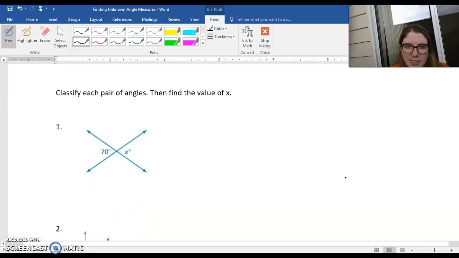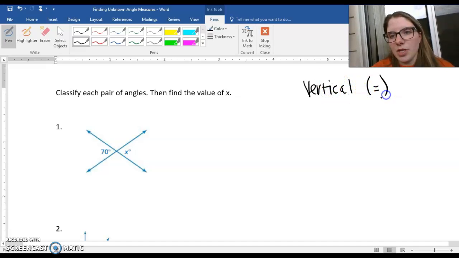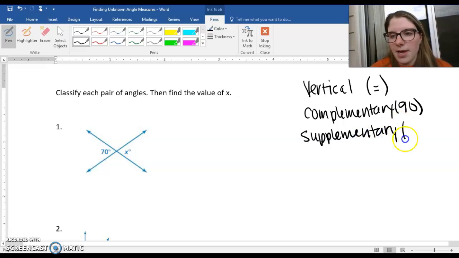So just to review, if you have vertical angles, they equal each other. Complementary angles add up to be 90 degrees. And then supplementary angles add up to be 180 degrees.